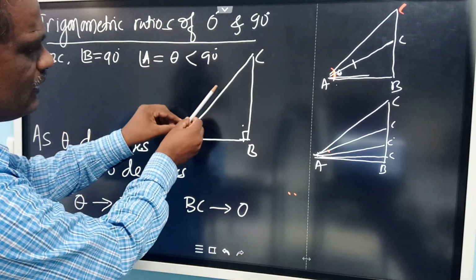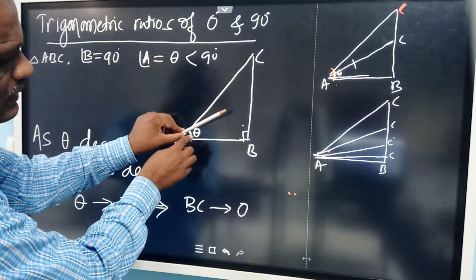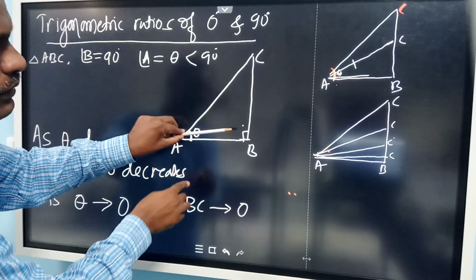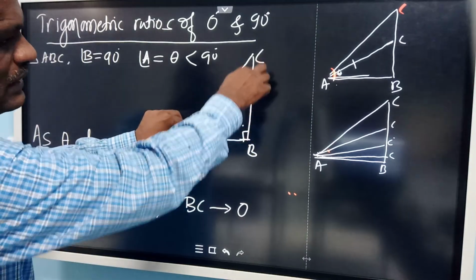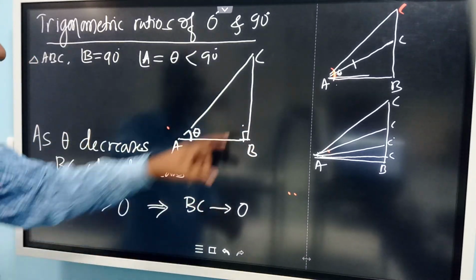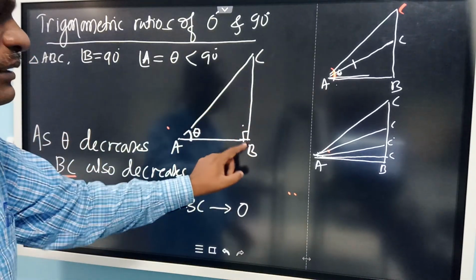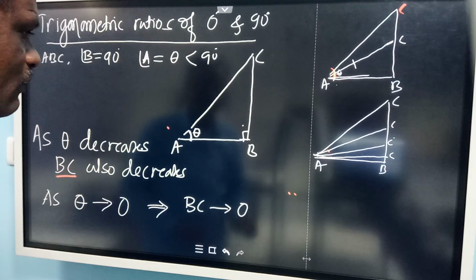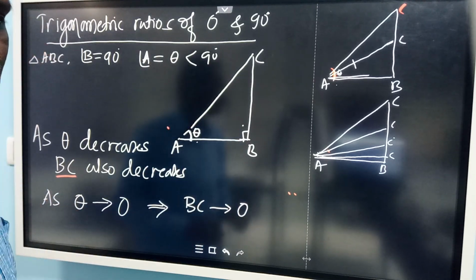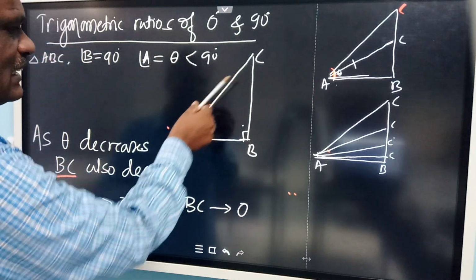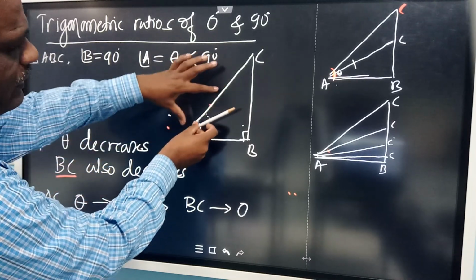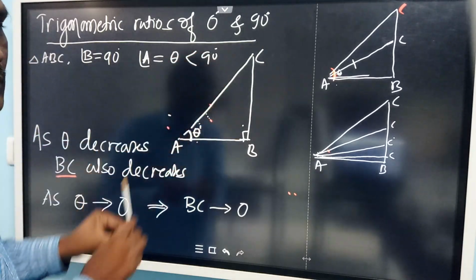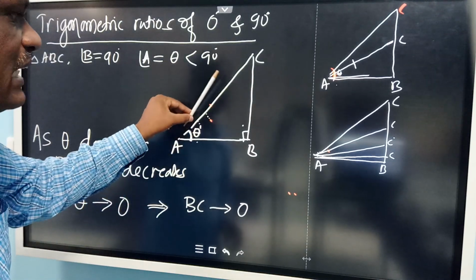This is angle theta. You are bending down like this. This theta is reducing to 0. When you are reducing to 0, what is happening to this C? See, this is coming very close to B, and when it becomes 0, then C and B coincide. What happens to this AB and AC? Suppose I am bringing like this. What happens to this hypotenuse AC when it becomes 0? This length AC.